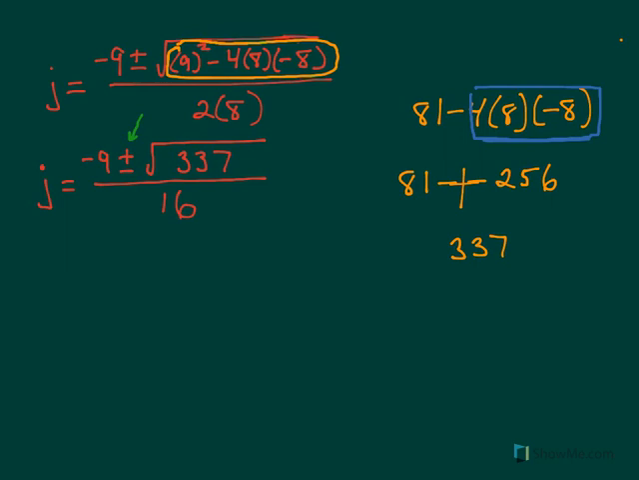So it's saying that j is going to be negative 9 plus the square root of 337 divided by the 16, or the other solution would be j could be negative 9 minus the square root of 337 all over 16.